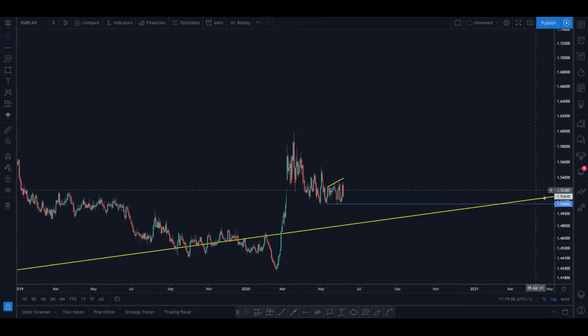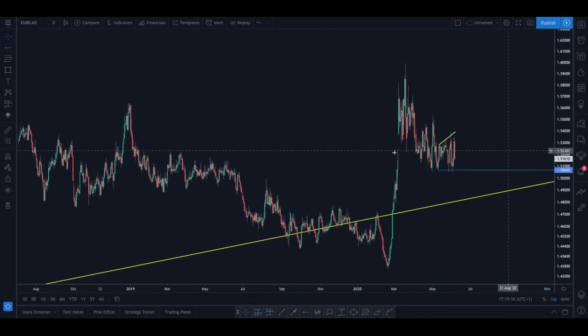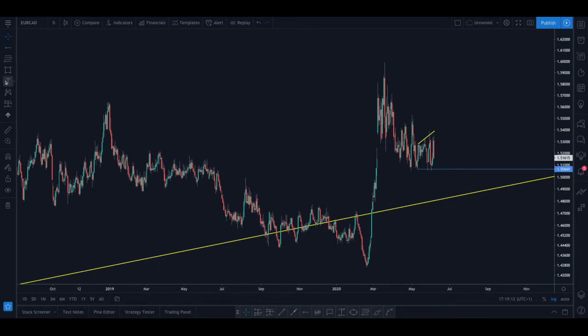You can see here we've got an expanding flat, which you might be familiar with. So what we had was an impulse, and this looks to be a correction in the form of an expanding flat, or a flag pattern, which you might also see it as. Now we've had huge bullish and bearish candles, so it's giving us sort of mixed signals.